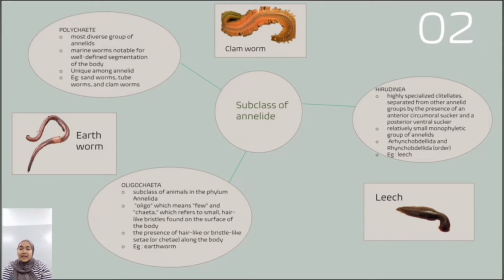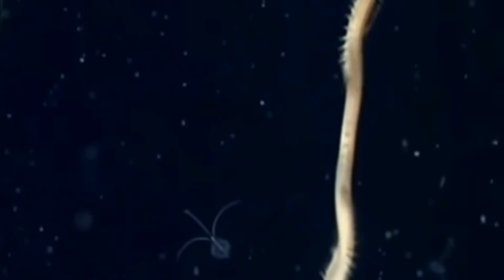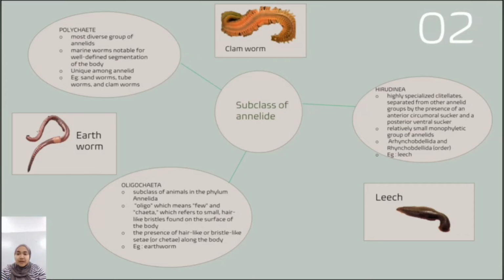So first, let me talk about Polychaeta, because Polychaeta is the most diverse group of annelid and it is unique among the 3. Polychaeta are marine worms notable for the well-defined segmentation of the body. For example, in the Polychaeta class, there are 3 examples, which are sandworm, tube worm, and also clamworm.